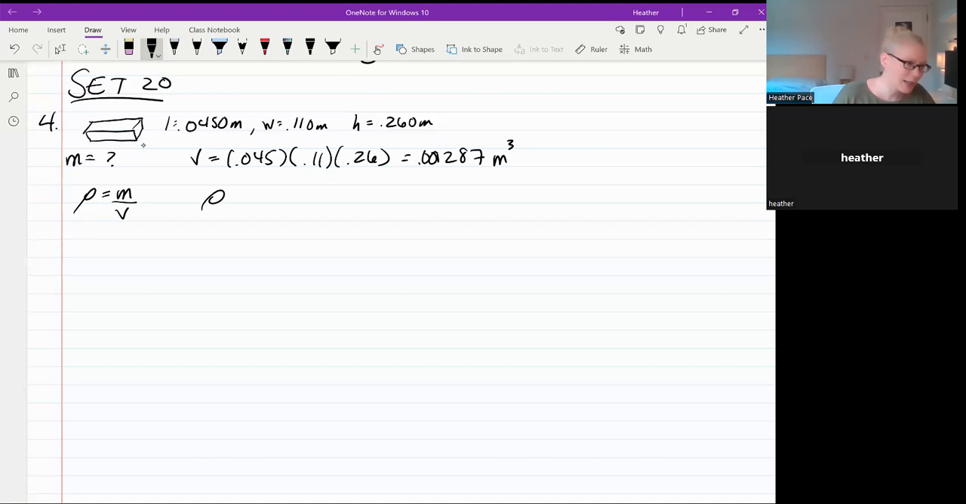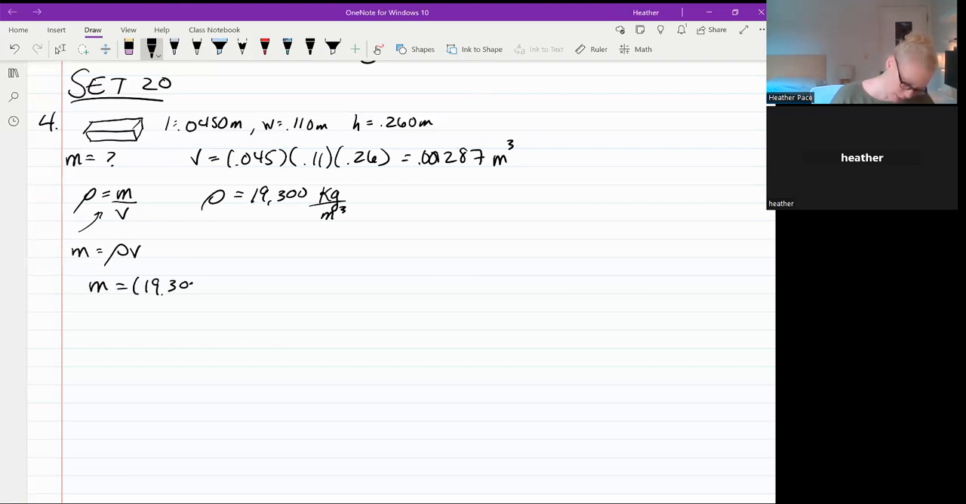Rho, you have to look up online. Rho for solid gold is 19,300 kilograms per cubic meter. Gold is pretty dense. And then we're just going to rearrange this to solve for M. So we have M equals rho times V. We're just plugging in numbers.